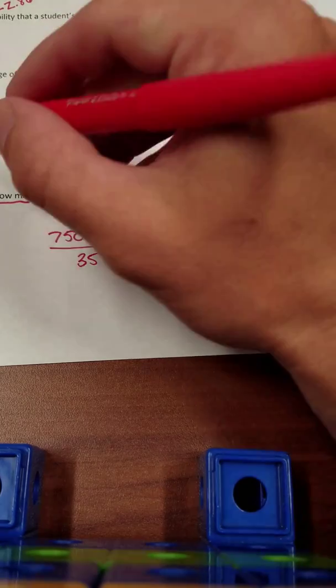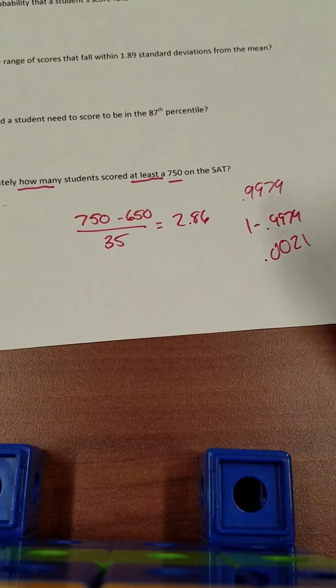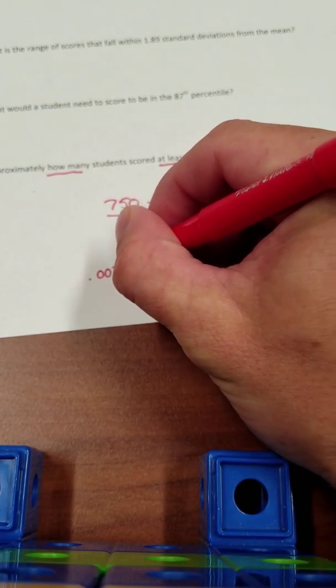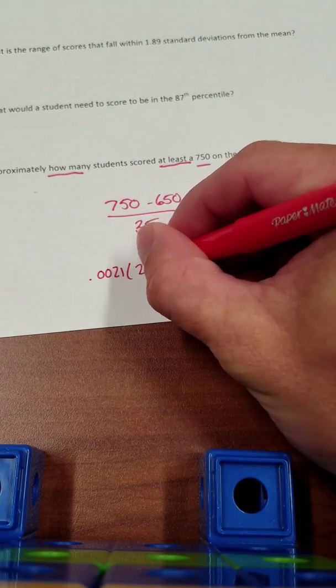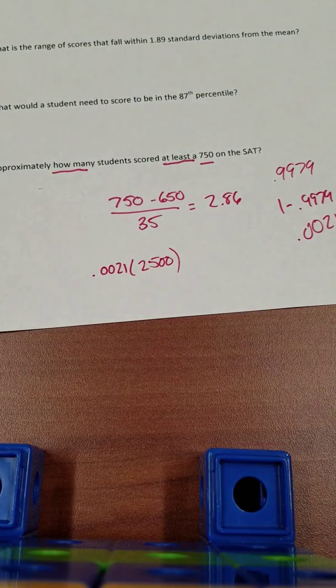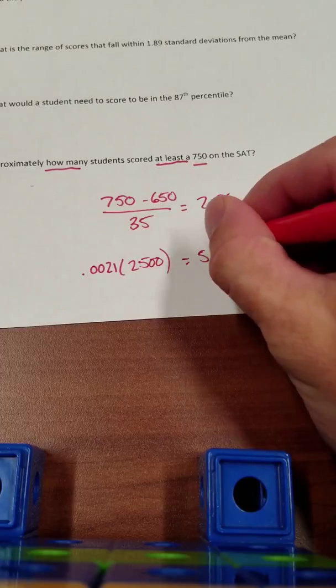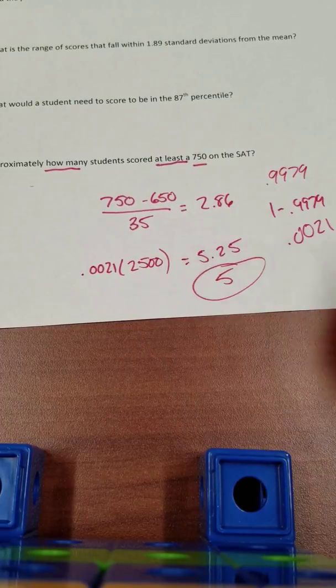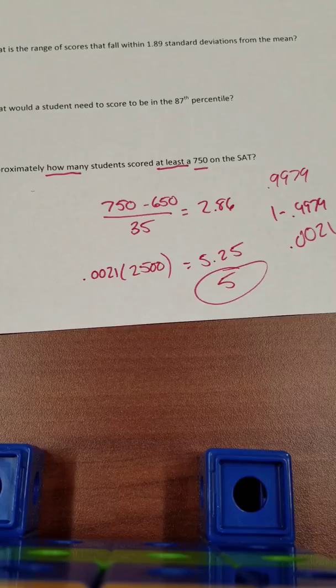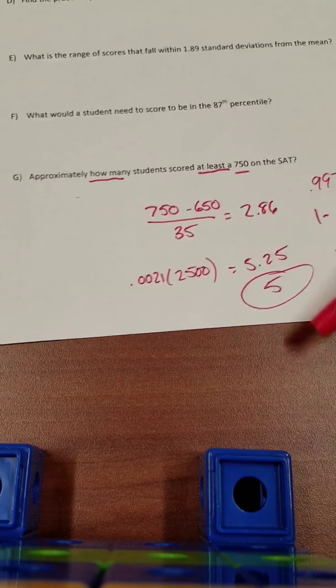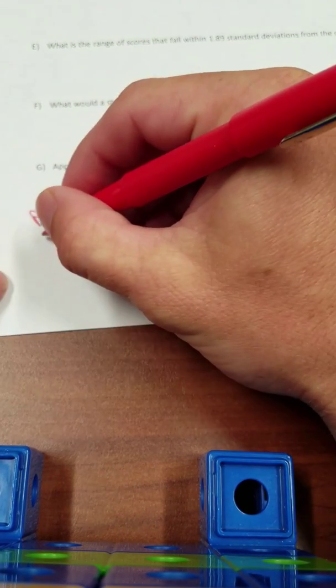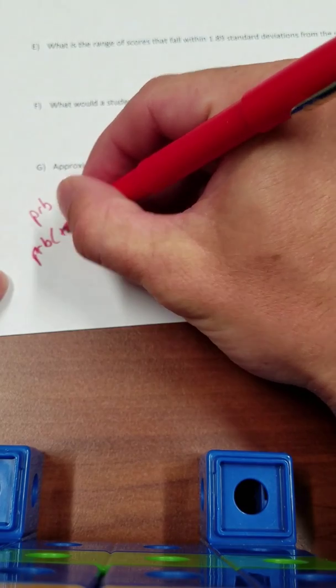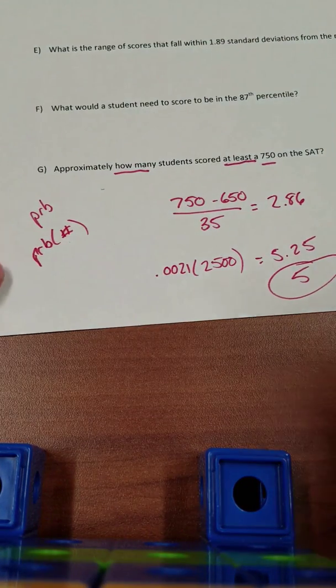Very, very slow. Now it says how many, okay? So I have to take that number, 0.0021, and I'm going to multiply it by the 2,500 students that we have. Okay, so I need to multiply or figure out how many. And that gives me an answer of 5.25 students, or really just 5 students out of this entire test are going to score above a 750. All right, so if it says how many, you find the probability, and then you take the probability and multiply it by the number of people that are taking whatever we happen to be doing.